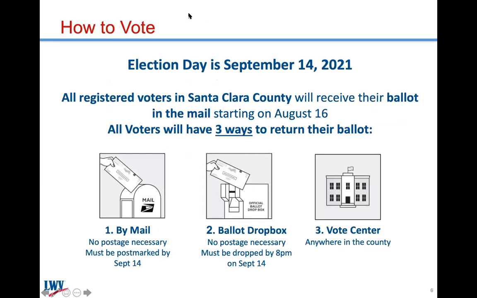All registered voters in Santa Clara County will receive their ballot in the mail. Some, perhaps many of you, will have already done so. All voters have 3 ways to return their completed ballot. By mail: no postage is required, and the returned ballot must be postmarked by September 14. Into a ballot drop box, where it must be dropped off no later than 8 p.m. on September 14, or at a vote center. Let's learn a little more about ballot drop boxes and vote centers in our county.